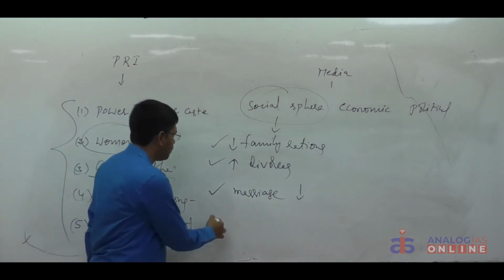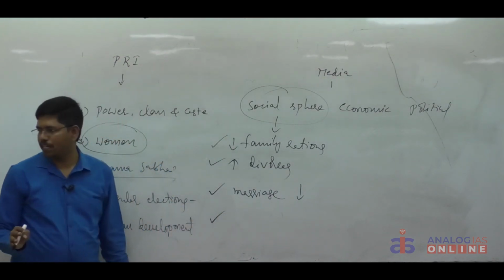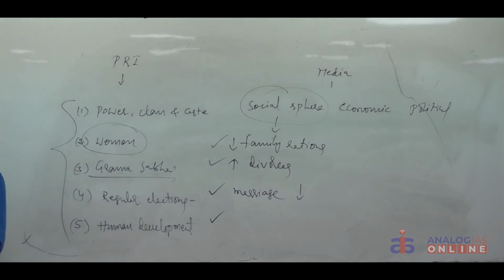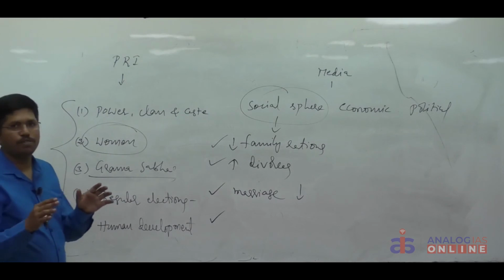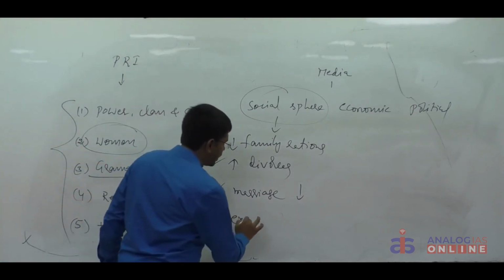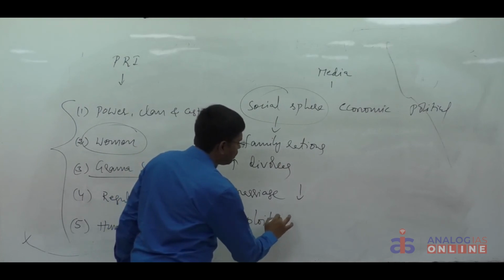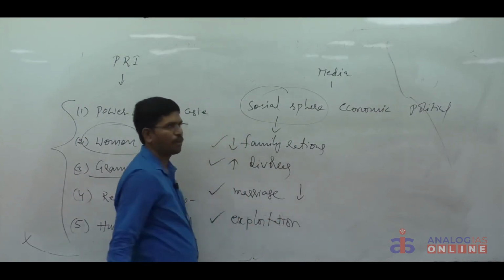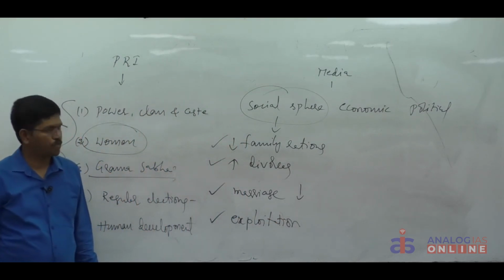And at the same time, media exposed the exploitation of the weaker sections of the society, exploitation of females, exploitation of children, and oppression of the lower caste by the upper caste. That's why exploitation of weaker sections of the society was exposed.